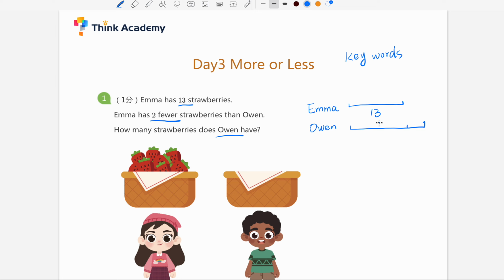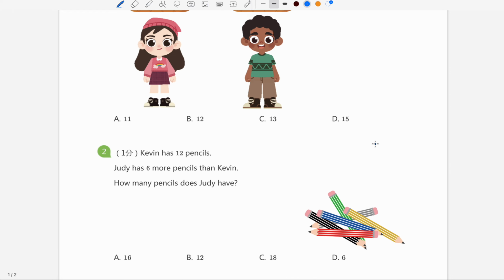So what's the difference between the 2 line segments? It will be 2. Now everyone, we know this part and this part will be the same, which is 13, and Owen has 2 more than Emma. So for Owen's strawberries it will be 13 plus 2, which is 15. So we can use line segments to show the relationship between the numbers.